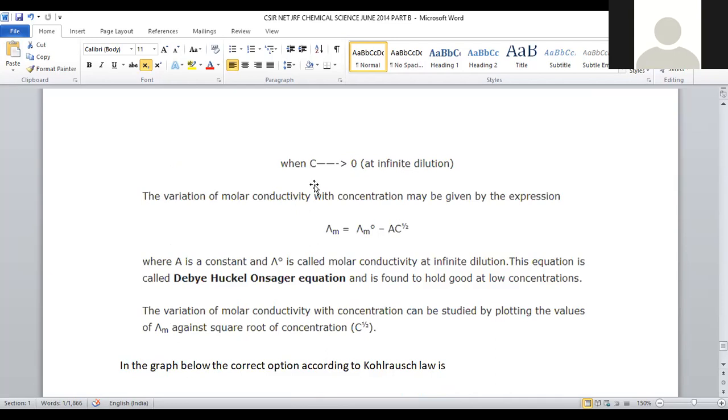So whenever infinite dilution is carried out, Kohlrausch law is mostly applicable to what? Compound conductance at infinite dilution, right? So variation in the molar conductivity is given by lambda M is equal to lambda naught minus A into C to the power 1 by 2. A is nothing but a constant. Lambda naught is nothing but molar conductivity at infinite dilution. Infinite dilution is nothing but the maximum extent of dilution carried out, where the actual conductance of the compound will be there without being affected by any kind of other interference.